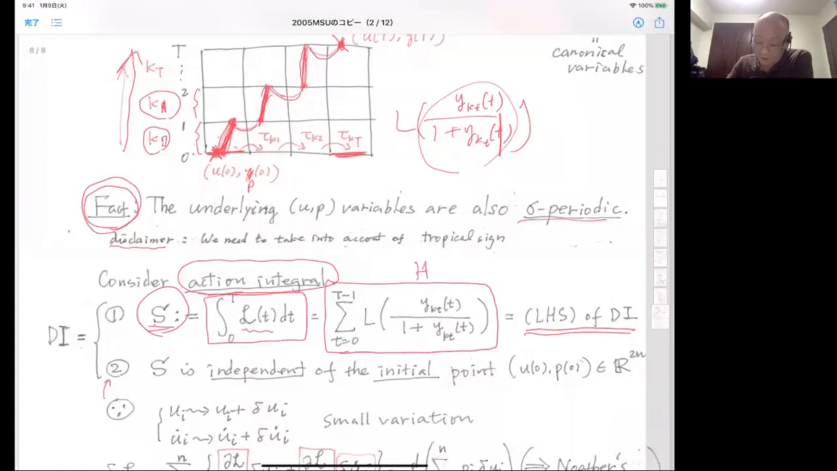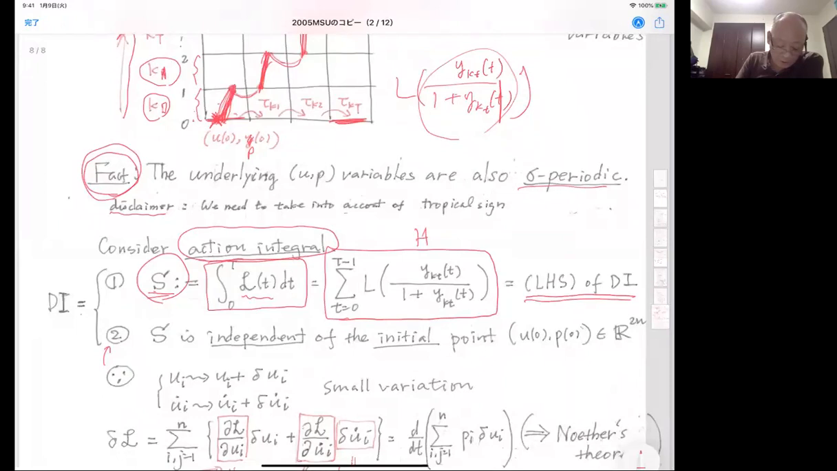Now, why is it constant? Well, the dilogarithm identity consists of two parts. The left-hand side coincides with this action. And the second fact is that this action integral is independent of the initial point under the condition of sigma periodicity, which I'm going to explain in the last line.